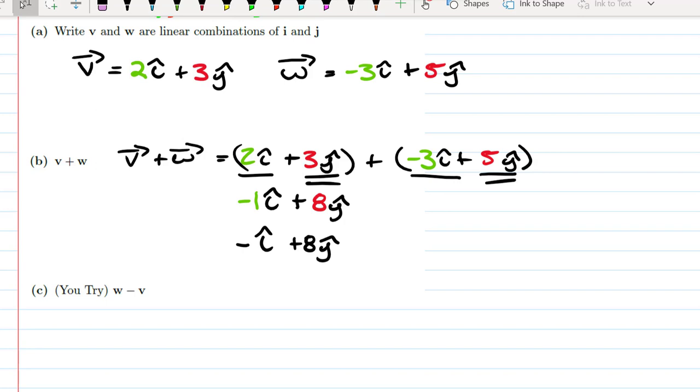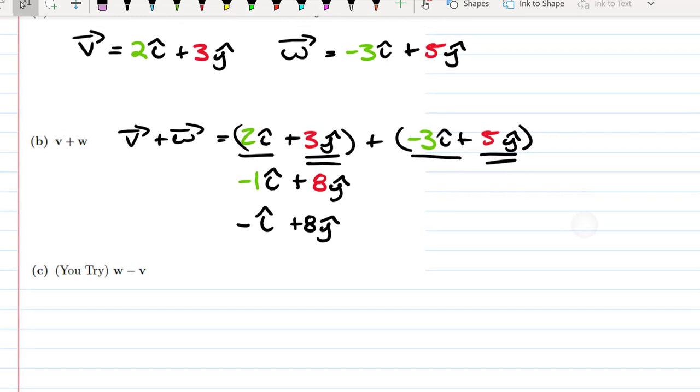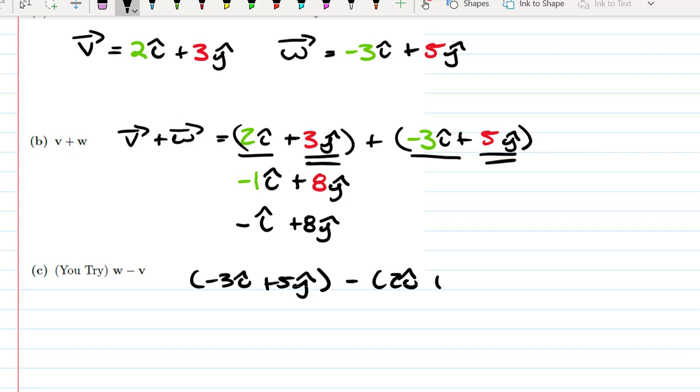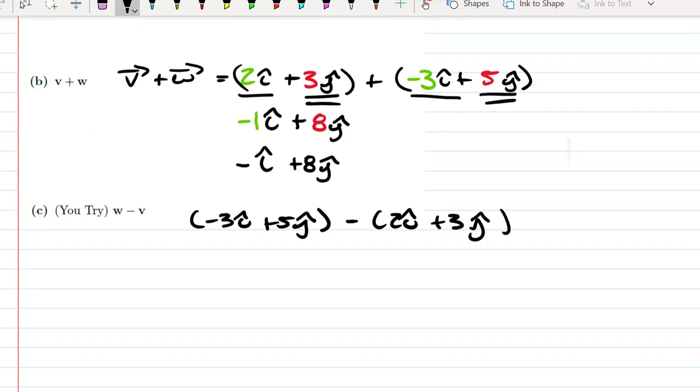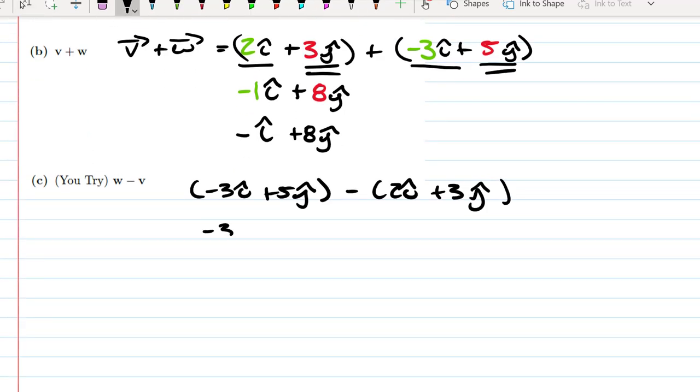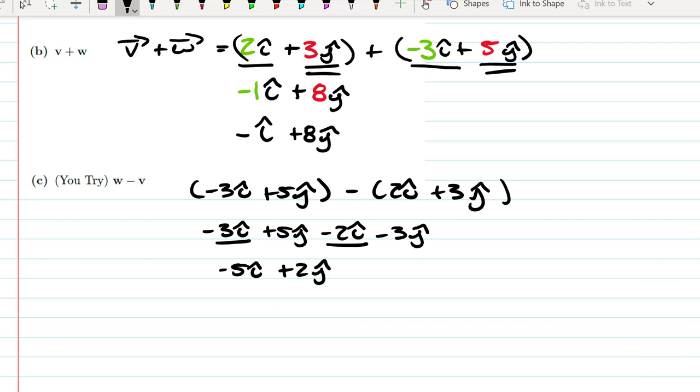All right, so to do w minus v, we're going to have negative 3i plus 5j minus, in parentheses, 2i plus 3j. So then we distribute our minus sign into our parentheses. That gives us negative 2i minus 3j. And then we just collect our like terms. So negative 3i minus 2i gives us negative 5i. And 5j minus 3j gives us 2j. And that would be our solution.